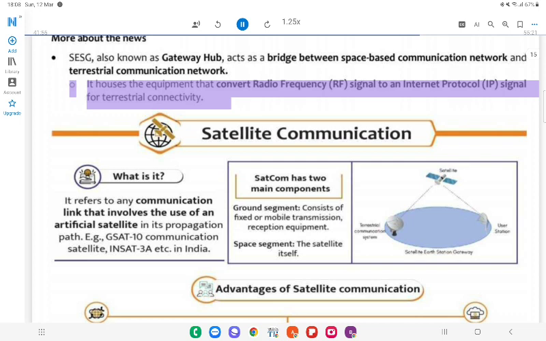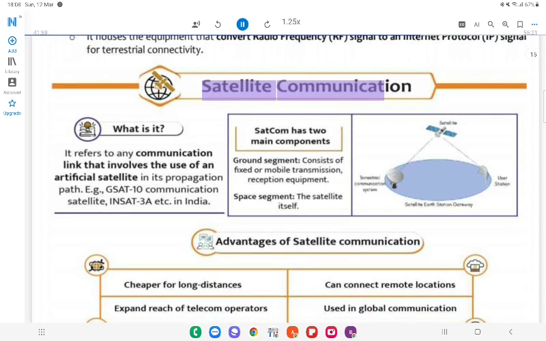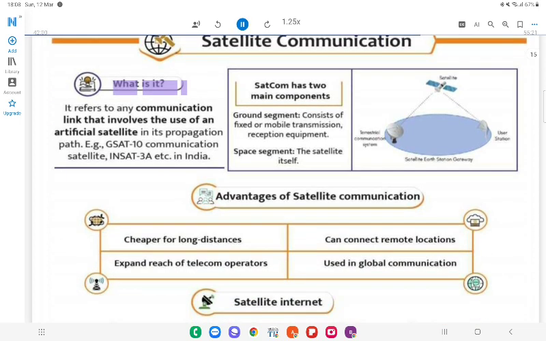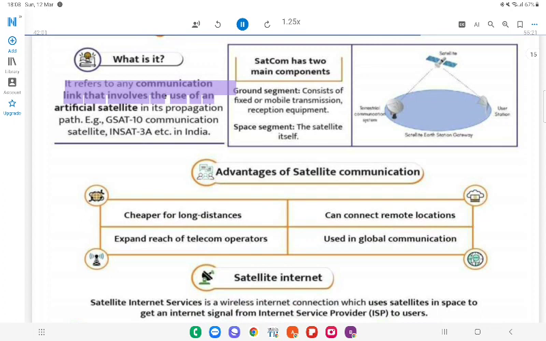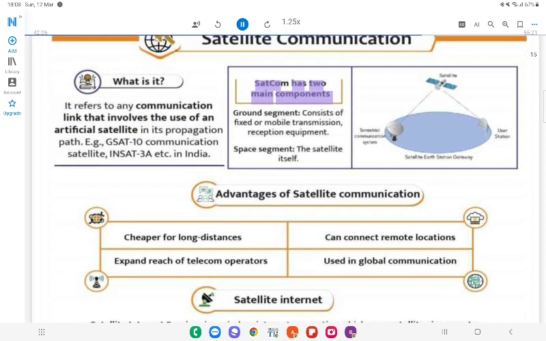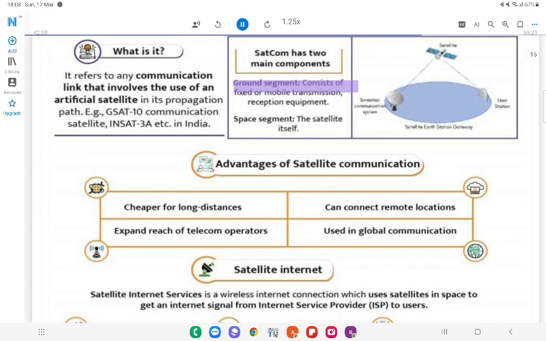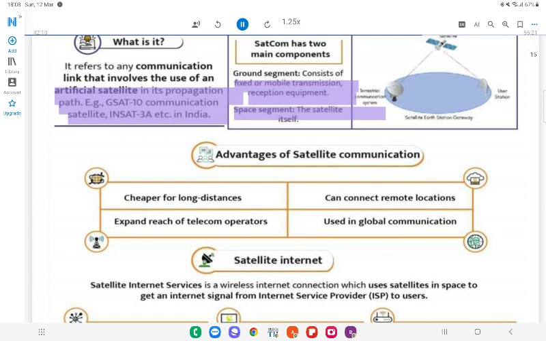Satellite communication: what is it? It refers to any communication link that involves the use of an artificial satellite in its propagation path. SATCOM has two main components. Ground segment consists of fixed or mobile transmission and reception equipment, e.g., GSAT communication. Space segment is the satellite itself, e.g., INSAT-3A etc. in India.